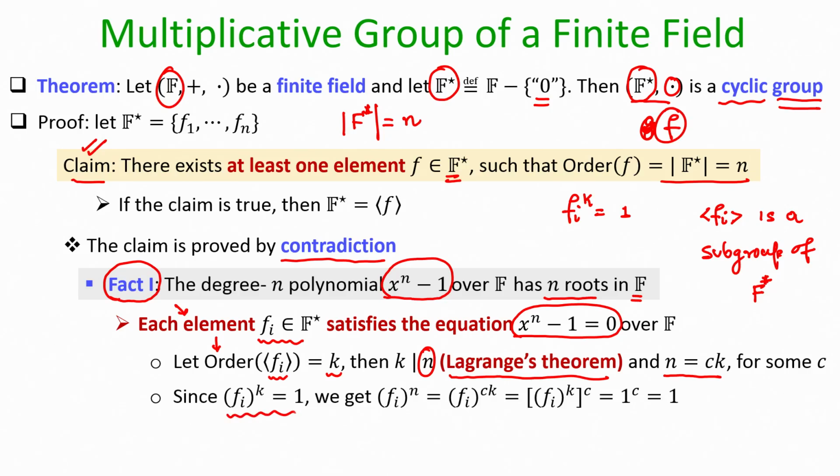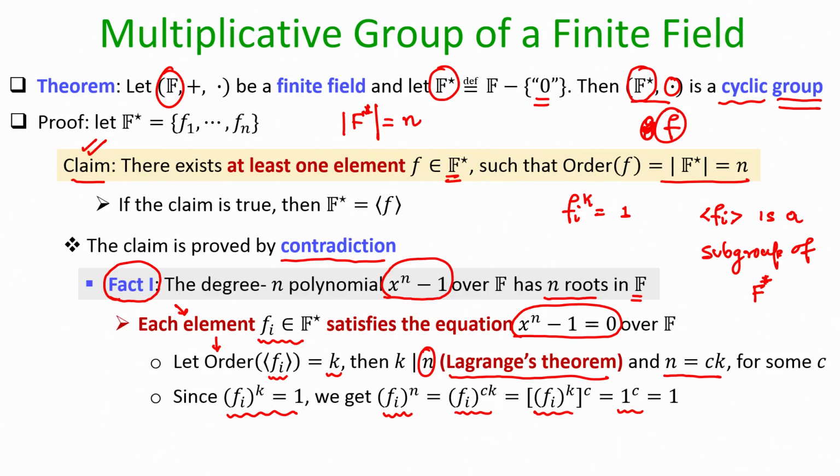That means I can say that since f_i^k is 1, then f_i^n will give me the same element which I obtained by raising f_i to the power ck. Then as per the rules of group exponentiation, I can take k inside and keep c outside, and f_i^k, as per the definition of the order of f_i, will give me the identity element 1, and the identity element 1 raised to the power c will give me the identity element itself.